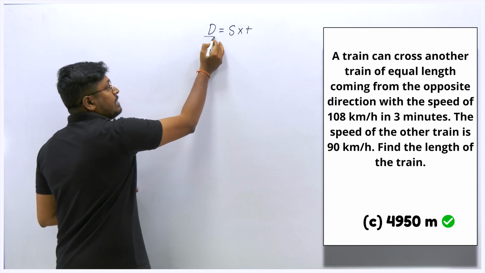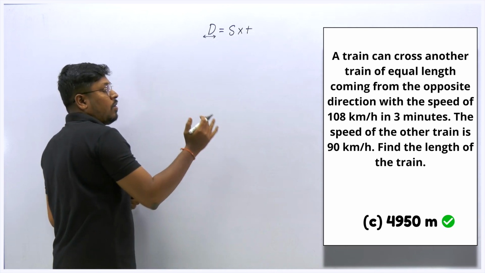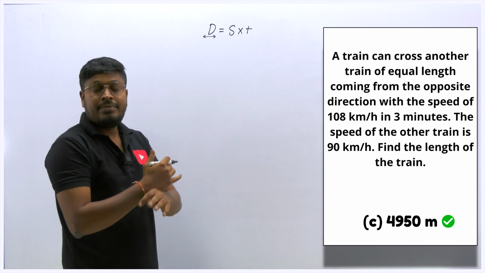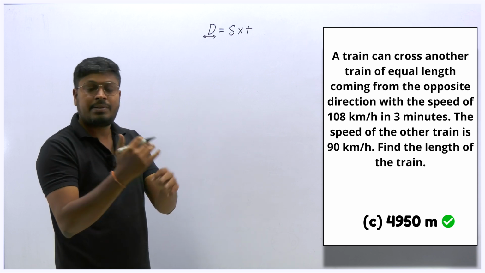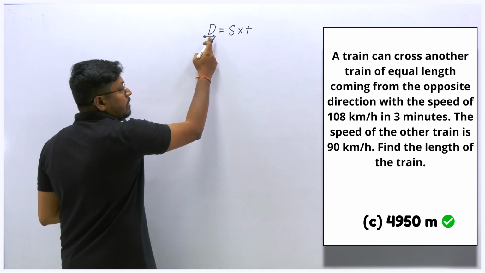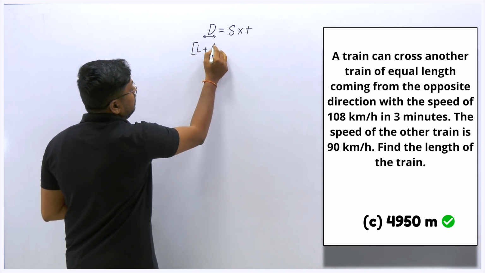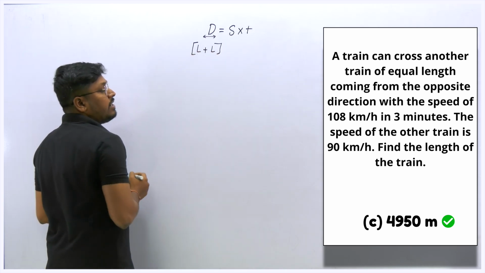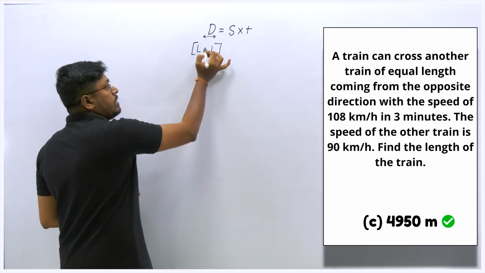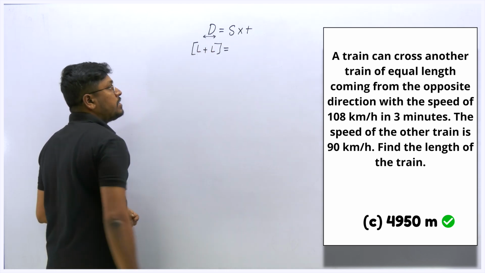Now, if both trains cross in opposite directions, we always add the lengths as well as the speeds. When you add the lengths, we know that both trains are equal in length. So let's consider L plus L. One train length is L, another train length will be another L. So the total distance will be 2L. So now coming to the speed.